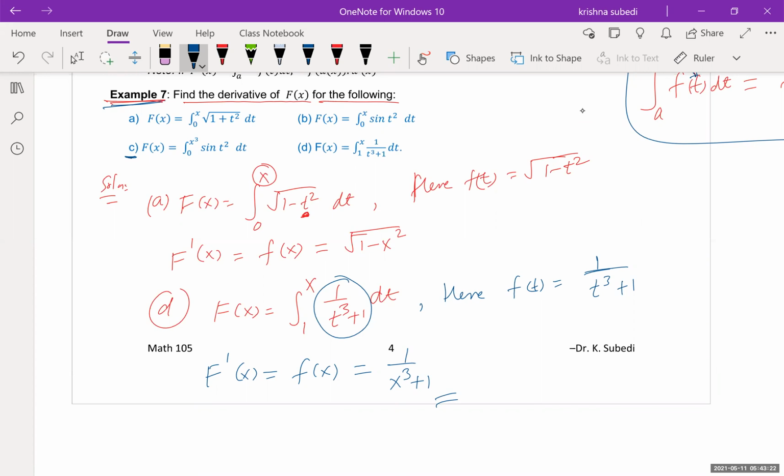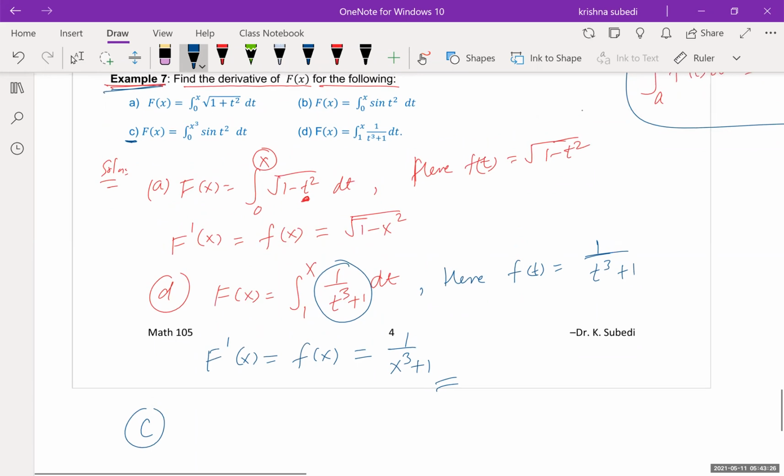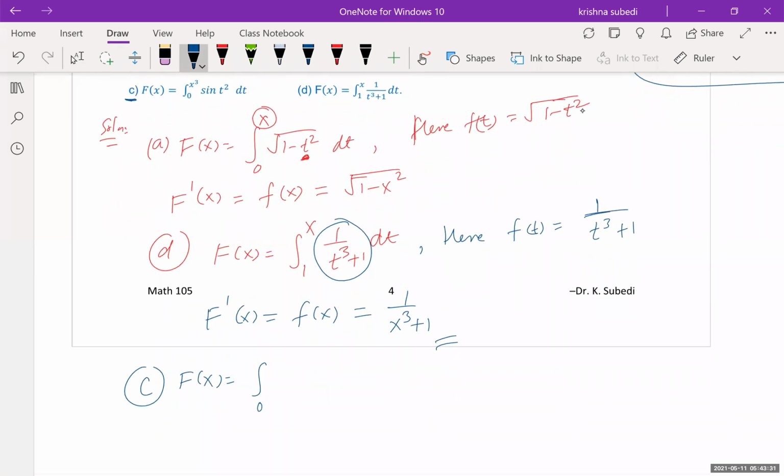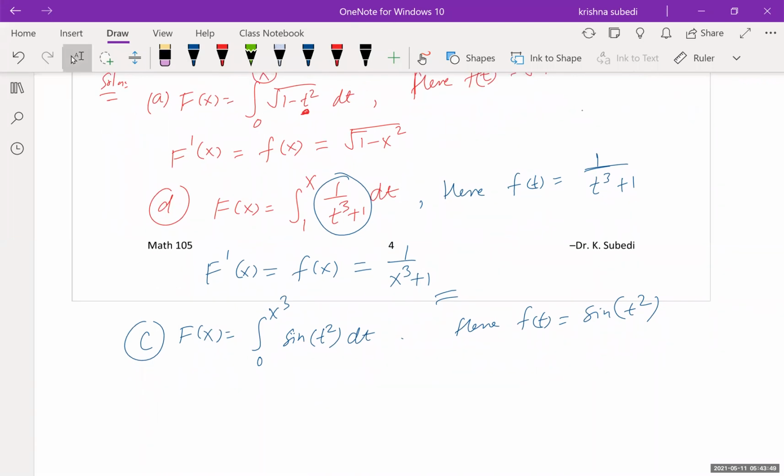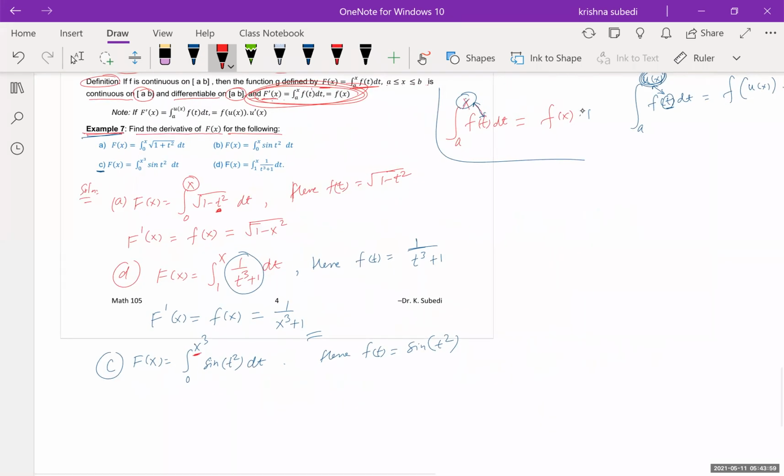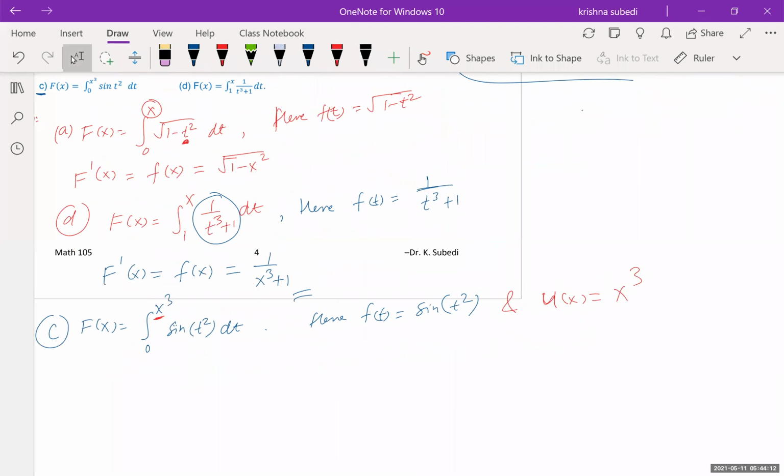Now let's try part C. Part C is a little tricky. F of x is given to be the integral from 0 to x cubed of sine t squared dt. So here f of t equals sine t squared. This is your f of t. Now notice that this upper limit is not simply x, it is a function of x. So we can write this as u of x, and u of x equals x cubed. So this is given. What is the derivative? According to the Fundamental Theorem of Calculus Part 1, it means f of u of x times u prime of x. That's the formula that we have written here.